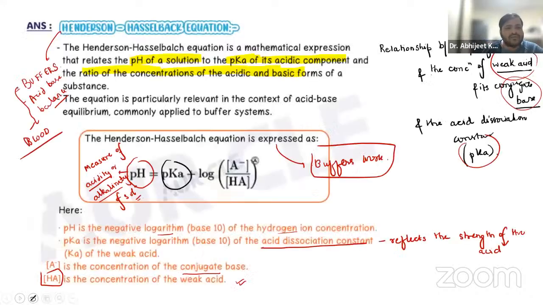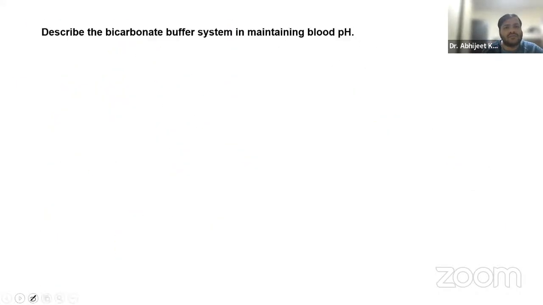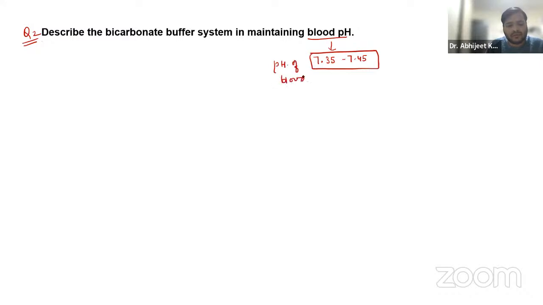Now coming on to the next question, guys. Describe the bicarbonate buffer system in maintaining the blood pH. Now, maintaining the pH of the blood means that I am talking about the range that is 7.35 to 7.45. That is the normal pH of the blood. Now, let us see how this buffer works.